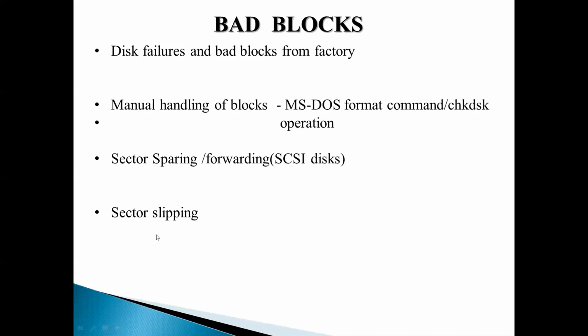Usually when you do replacement of a bad block, it is not fully automatic because we don't want to lose the data in the bad blocks. So mostly a copy of the block data will be made, and the block will be replaced either by using sector sparing or by using sector slipping.